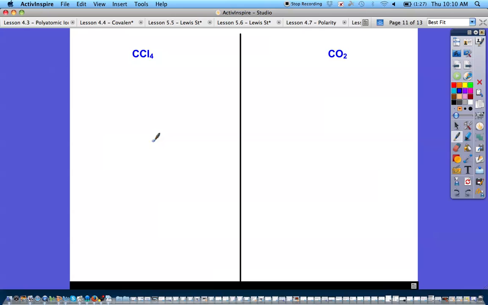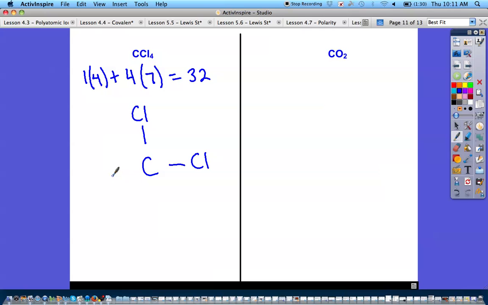So with our Lewis structures, we can determine the shape of the molecule and the polarity. We have one carbon. Carbon has 4 valence electrons. We have 4 chlorine. Chlorine has 7 valence electrons. So that's 28 and 32. We're going to put carbon in the center because it has the least number of atoms. Arrange the chlorine around it.